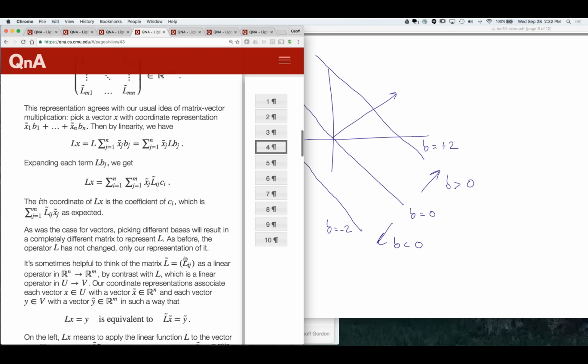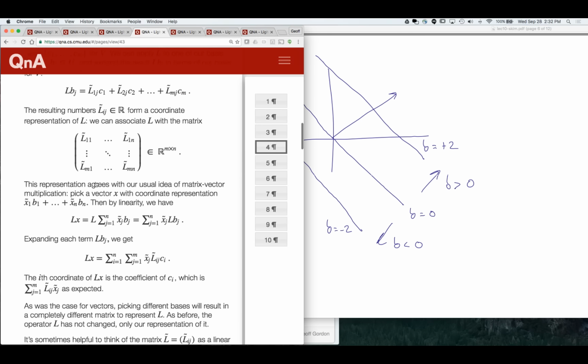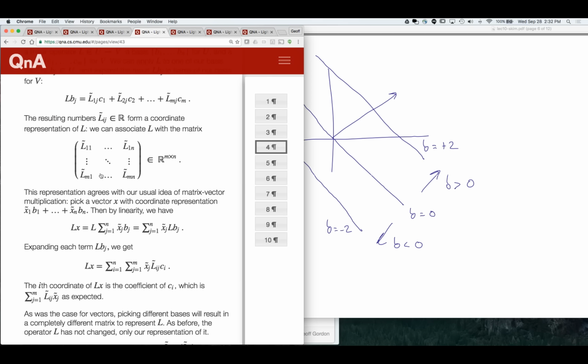And so I have an algorithm written out up here for coming up with that matrix that's the coordinate representation of the linear operator L.